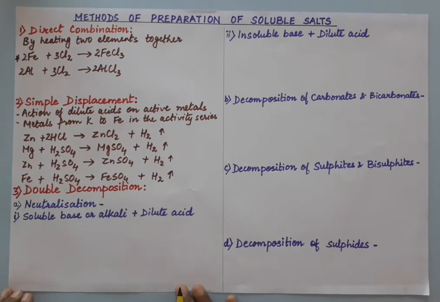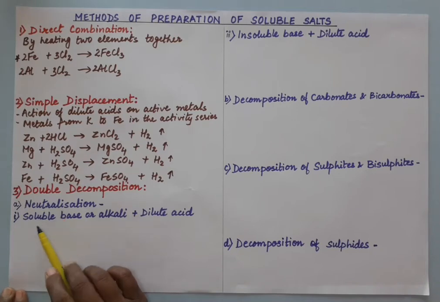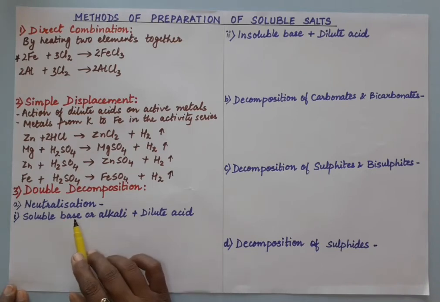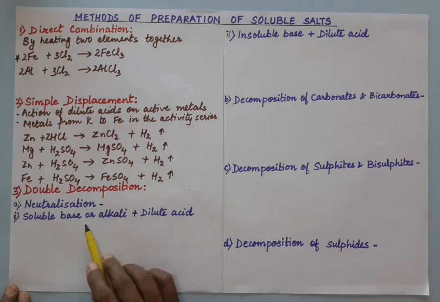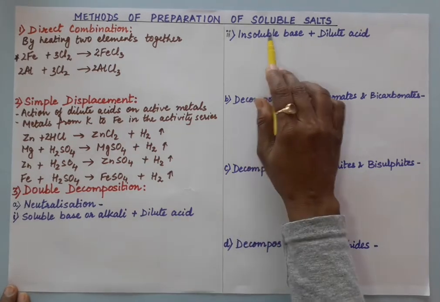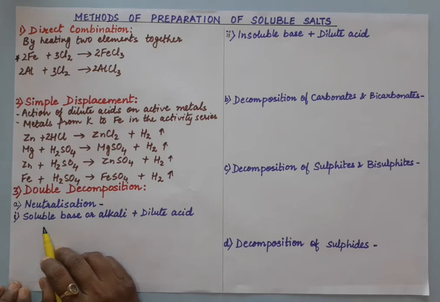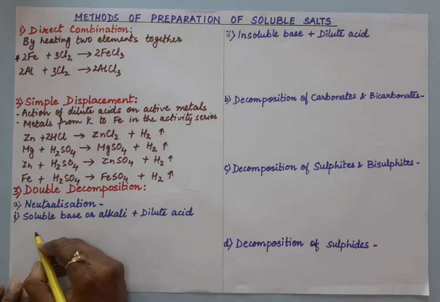Now the double decomposition reaction. In double decomposition we have neutralization. So soluble base or alkali we can take. There are two types of neutralization reaction: soluble base plus dilute acid and insoluble base plus dilute acid. So here we can prepare soluble salt by neutralization reaction. Now in this soluble base, let us take NaOH.